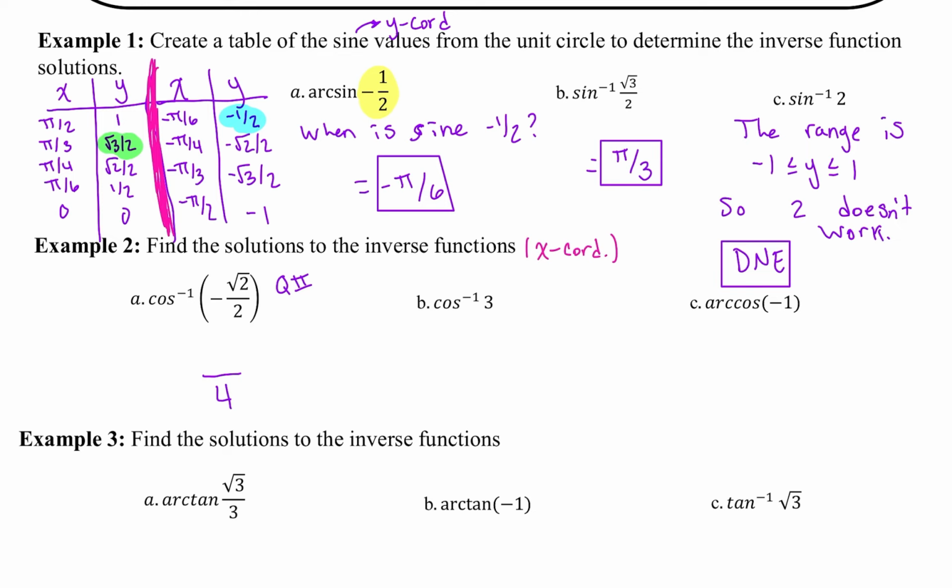And then we just address. We know that in quadrant 2, the number on top is always 1 less. So we got 3 pi over 4. And if you look at your unit circle, you would see that at 3 pi over 4, we do get negative square root of 2 over 2.